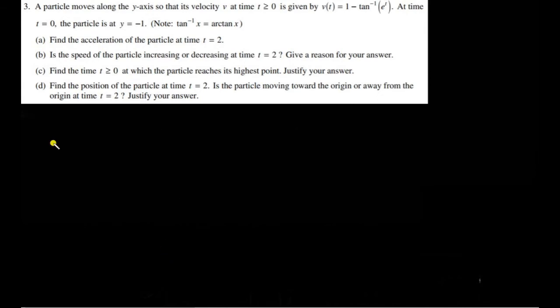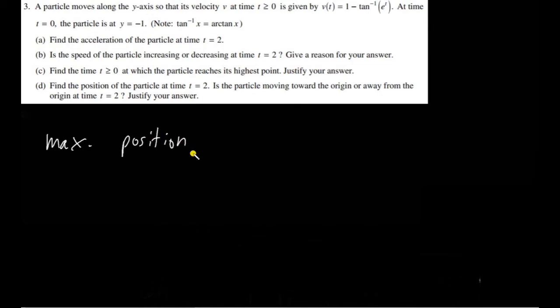Okay, part C now. Find the time for a positive t value at which the particle reaches its highest point. Justify your answer. Okay, so when it reaches the highest point, that is going to be when its position is the maximum, right? That's when it's going to be at its highest point. It has a maximum position. So we want to find when the particle has a maximum position.